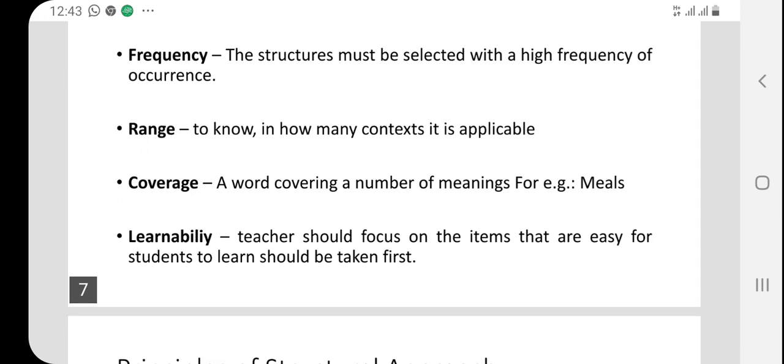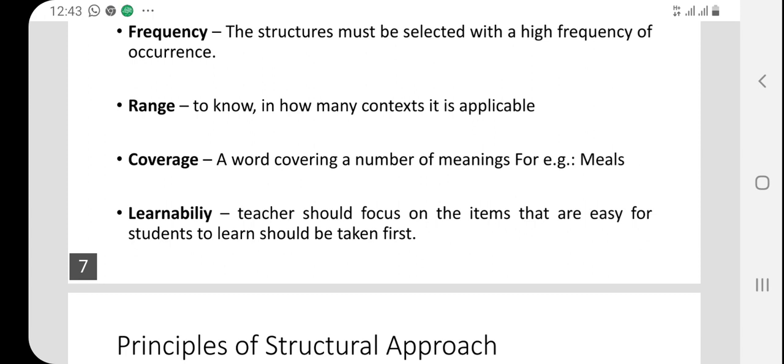Then we have range, in how many contexts a structure is applicable. In different contexts we apply different structures, in one context, then another, then another. Like when we are talking to our parents, we use sentences with respect. We ask a teacher, may I come into your class, with respect. But when we are talking to our friend, we say, can I come into your class? So this is about how applicable the sentences are.